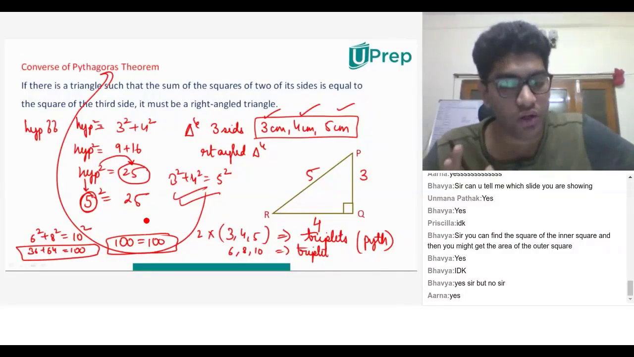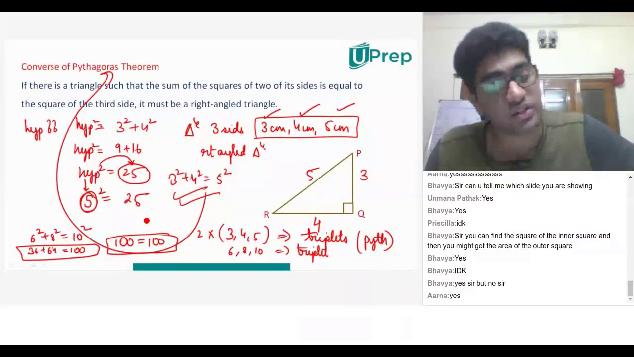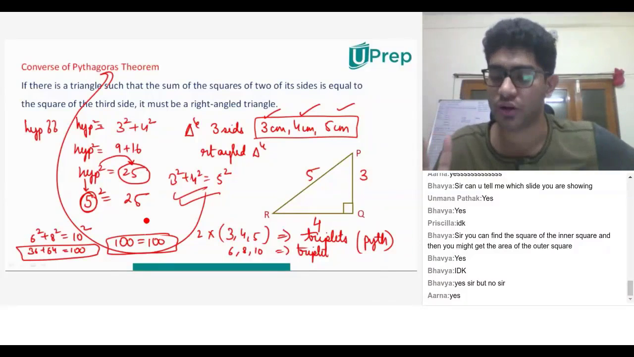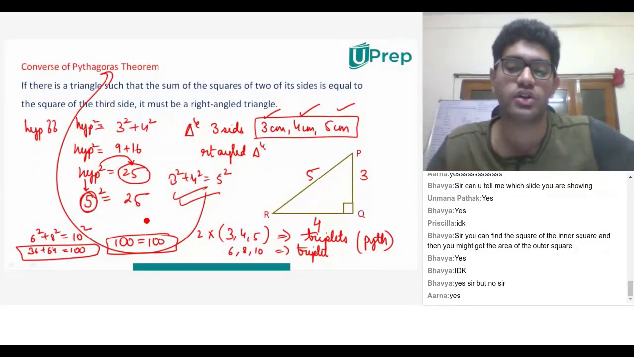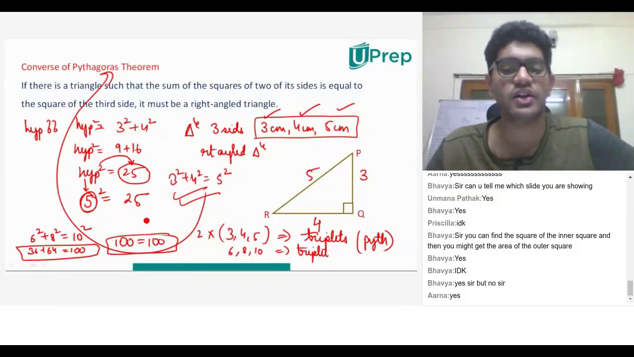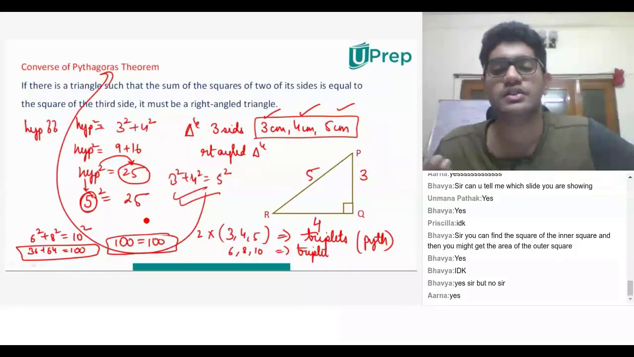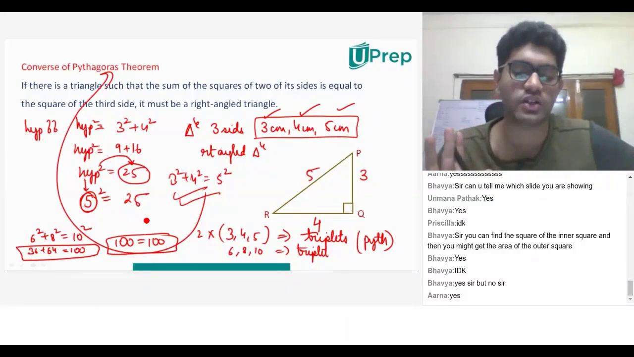Okay. 3, 4 and 5 are basic Pythagorean triplets. Now when I multiplied it by 2, I derived 3 other numbers called 6, 8 and 10. 6, 8 and 10 is also a Pythagorean triplet. But 6, 8 and 10 is a derived Pythagorean triplet. As simple as that. 6, 8 and 10 are called derived Pythagorean triplets. 3, 4, 5 is called the fundamental or the basic Pythagorean triplet. Are you guys clear with this?